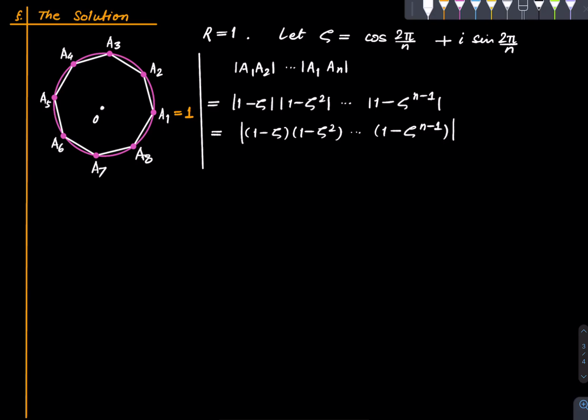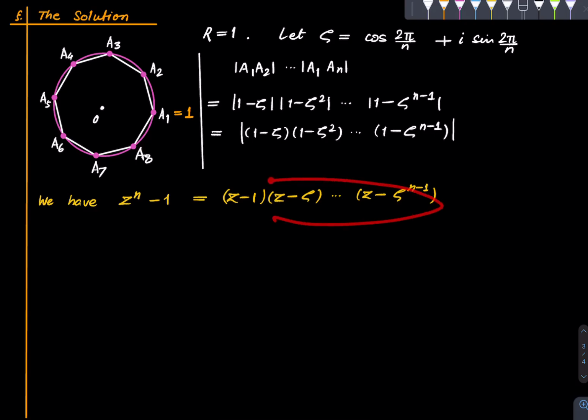And now let us freeze it here for the moment. What we know on the side is this: this expression is equal to z minus 1, z minus zeta, dot dot dot, z minus zeta to the power n minus 1, because these are precisely all the n roots of unity. And by the factor theorem, or however we want to see it, we have this is equal to that.